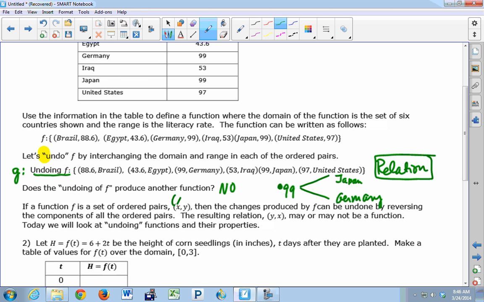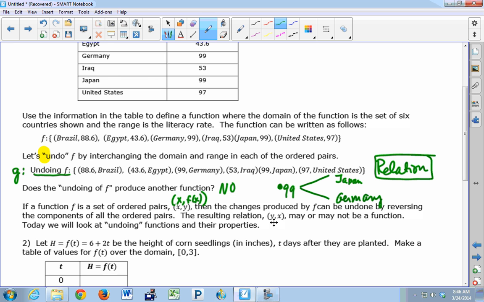also call it x comma f of x if we wanted to, then the changes produced by f can be undone. So here's our original f up here. We can undo it by reversing the components of all the ordered pairs. So in other words, here we started with the country and the output was the female literacy rate. Now we're undoing that because now we start with the literacy rate and we're going back to the country.